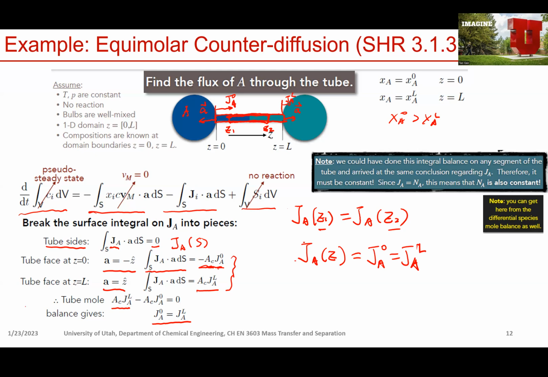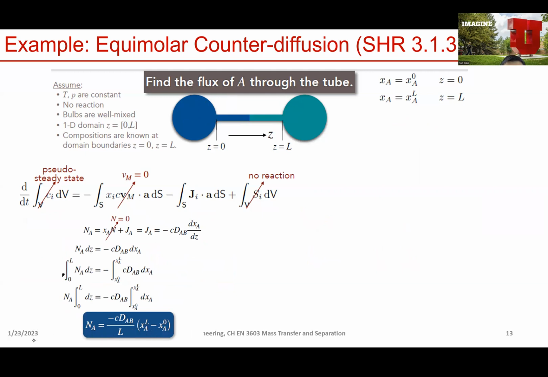Now, what does this implicate? What does this mean? So we figured out the flux, but we don't know the concentration of A throughout the tube yet. Maybe we can do something about that, right?